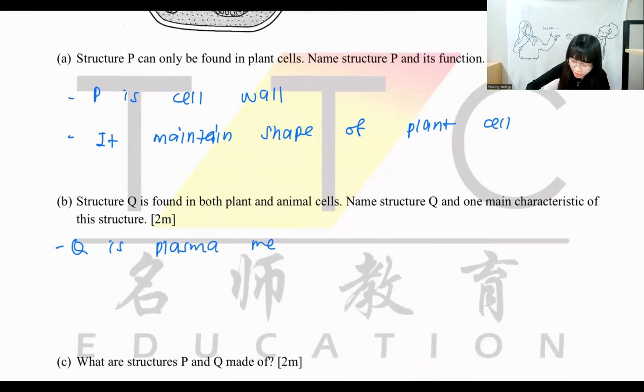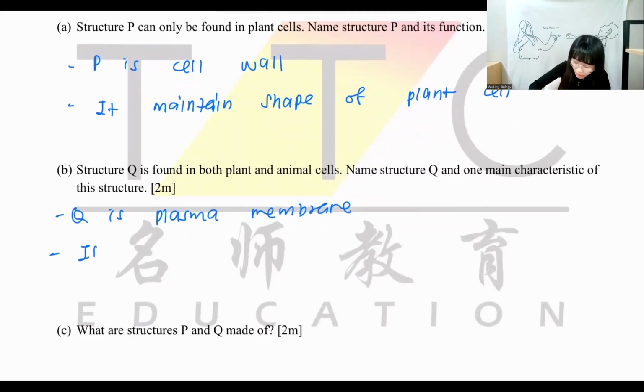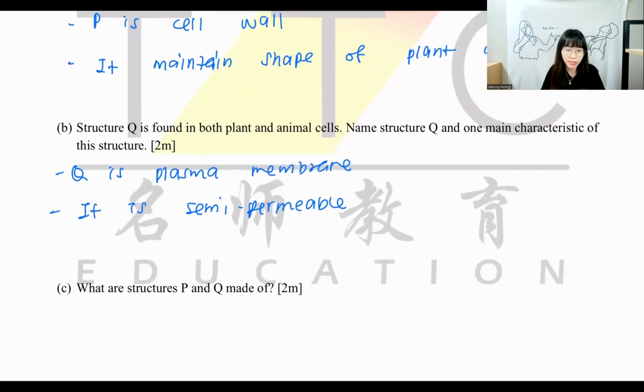What is the characteristic of plasma membrane? Very good. Semi-permeable, or you can write selectively permeable, or you can write partially permeable, whichever you prefer. It is semi-permeable, or you can write selectively permeable, but there's only one characteristic. Just choose one to write.